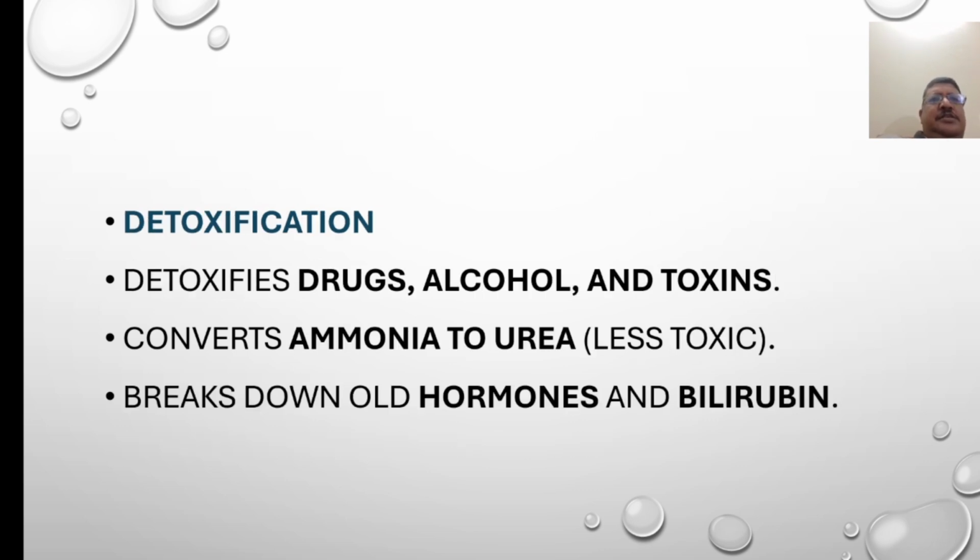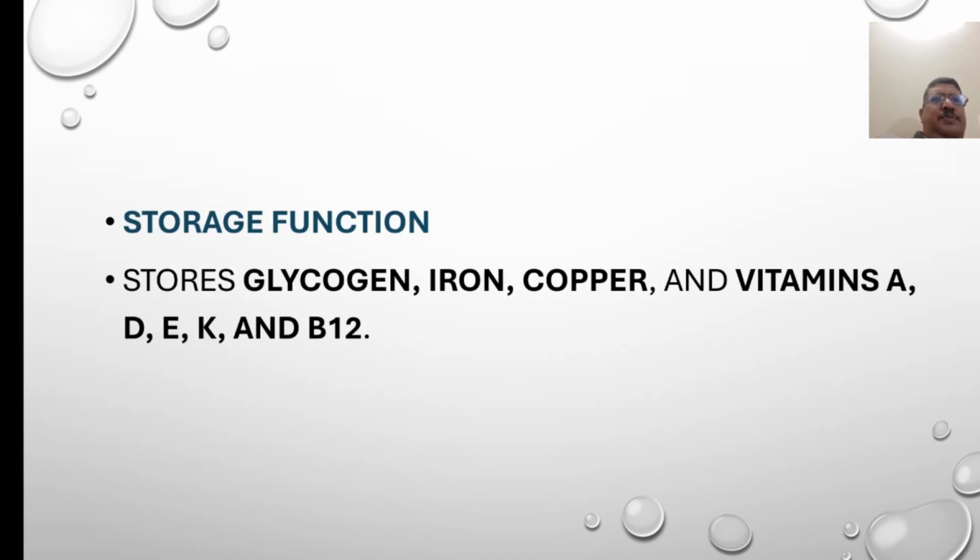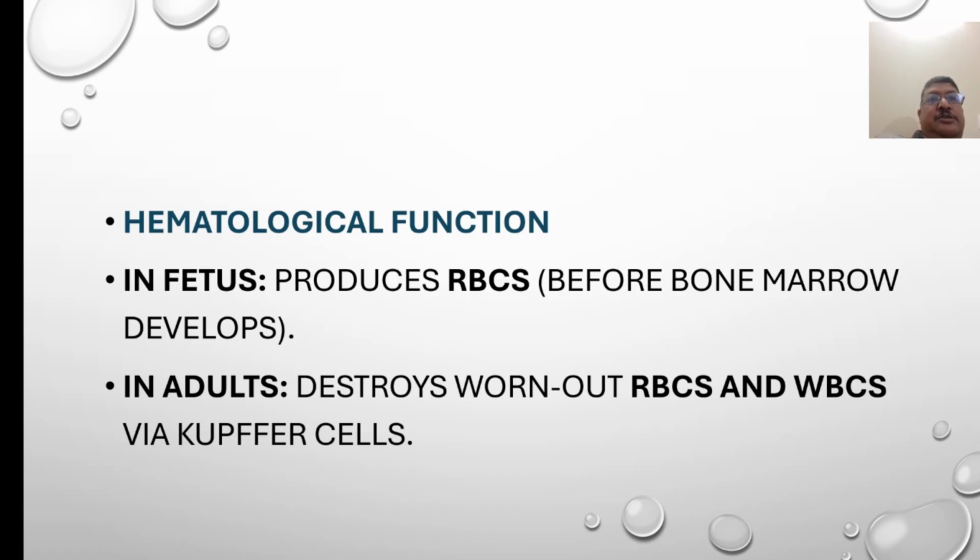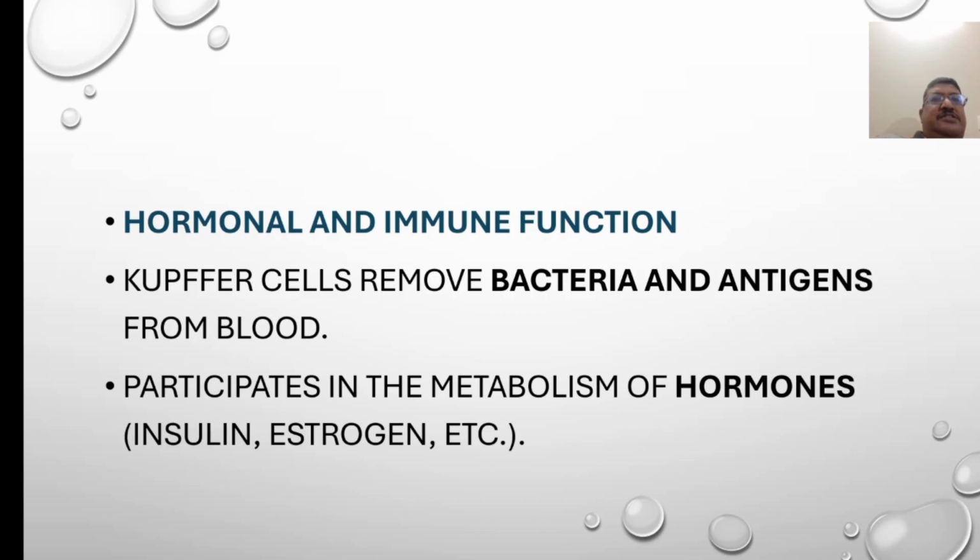Detoxification: detoxifies drugs, alcohol and toxins, convert ammonia to urea, that is less toxic, break down old hormones and bilirubin. Storage functions: store glycogen, iron, copper and vitamins A, D, E, K and B12. Hematological functions: in fetus produce RBCs before bone marrow develops. In adult, destroys worn out RBCs and WBCs through Kupffer cells.